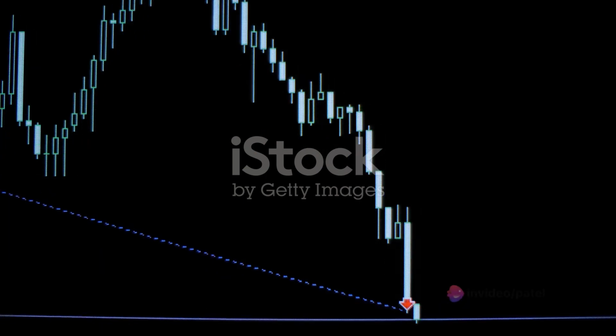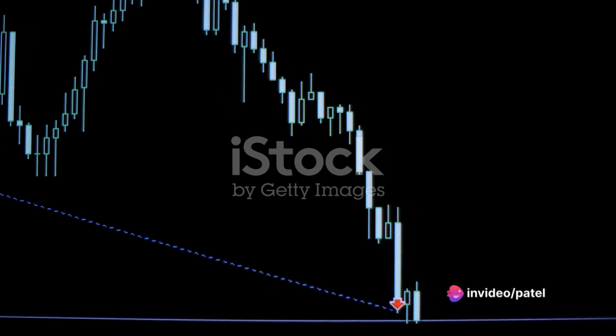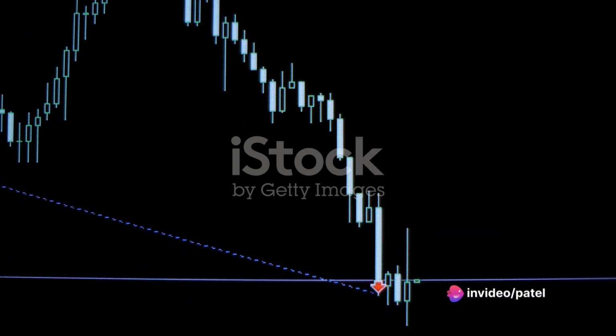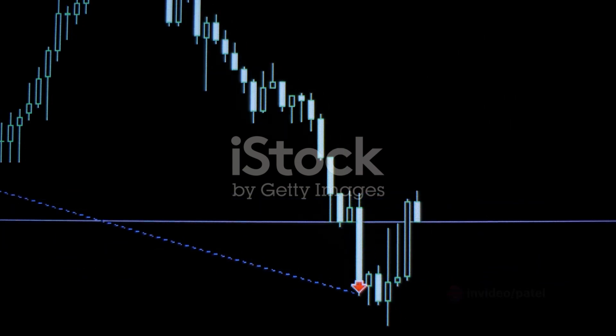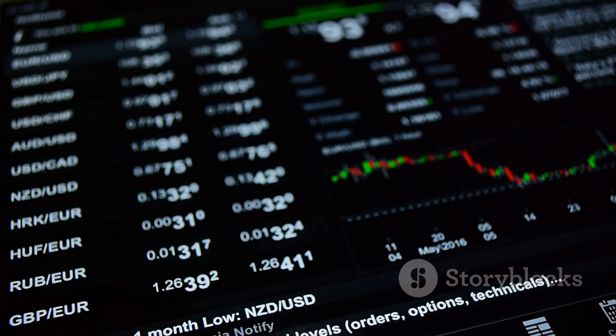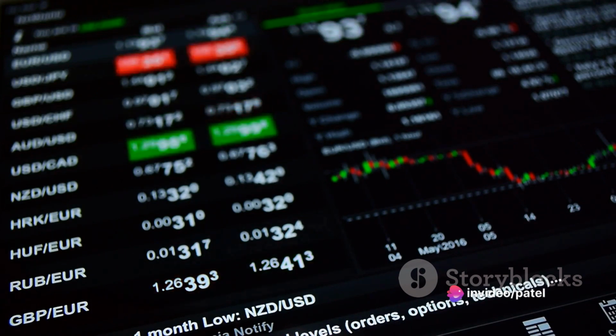Think of these as the floor and ceiling of a market. The support level is where the price tends to find a floor and bounces back up, while the resistance level is like a ceiling that the price hits before falling back down. Identifying these levels can help traders predict potential price reversals and breakout opportunities.